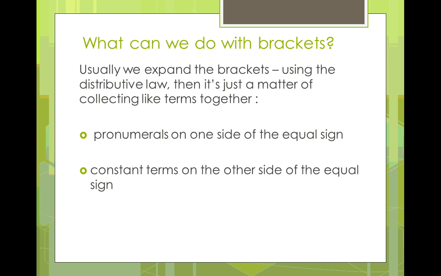Firstly, we need to think about what we can do with these brackets. Usually we expand the brackets using what we call the distributive law, and you've had plenty of practice of that in the last chapter. Then it's just a matter of collecting the like terms together. What I mean by that, we're aiming to collect all of the pronumerals, the variables, on one side of the equal sign, and we'll collect all of the constant terms on the other side of the equal sign.